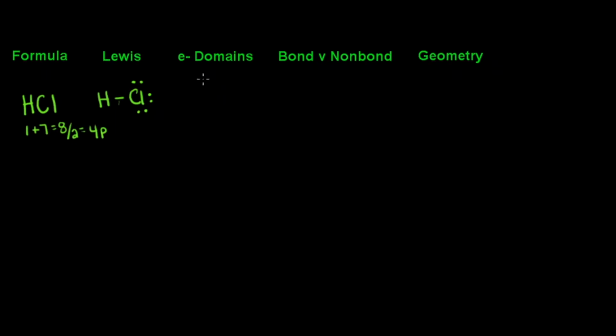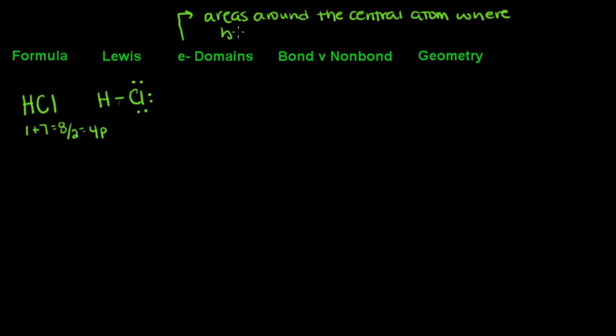Now, this is some new vocabulary for you. Electron domains and bonded versus non-bonded. Electron domains are simply areas around the central atom where bonded electrons or lone pairs exist.